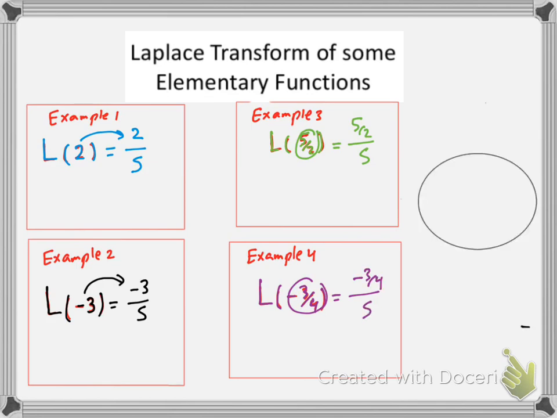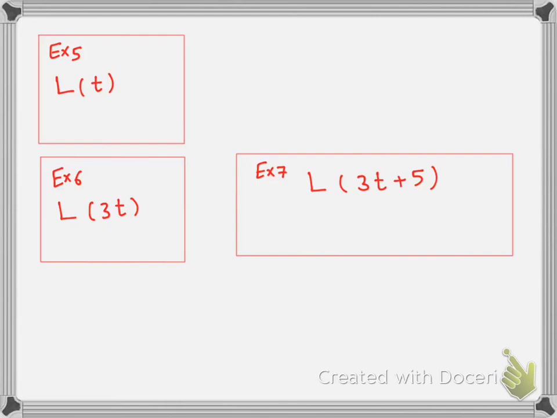Then the conclusion here: the Laplace transform for any number k will be the same value of k, but divided by s. In example 5, let's try to compute the Laplace transform for the function t. The answer of that directly will become 1 over s squared.